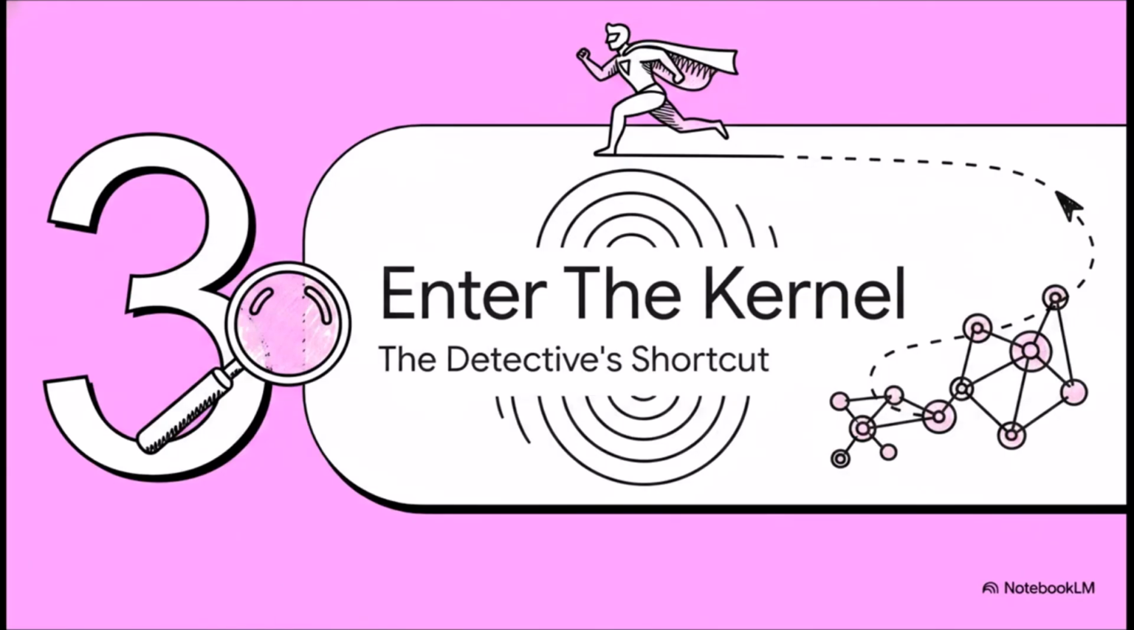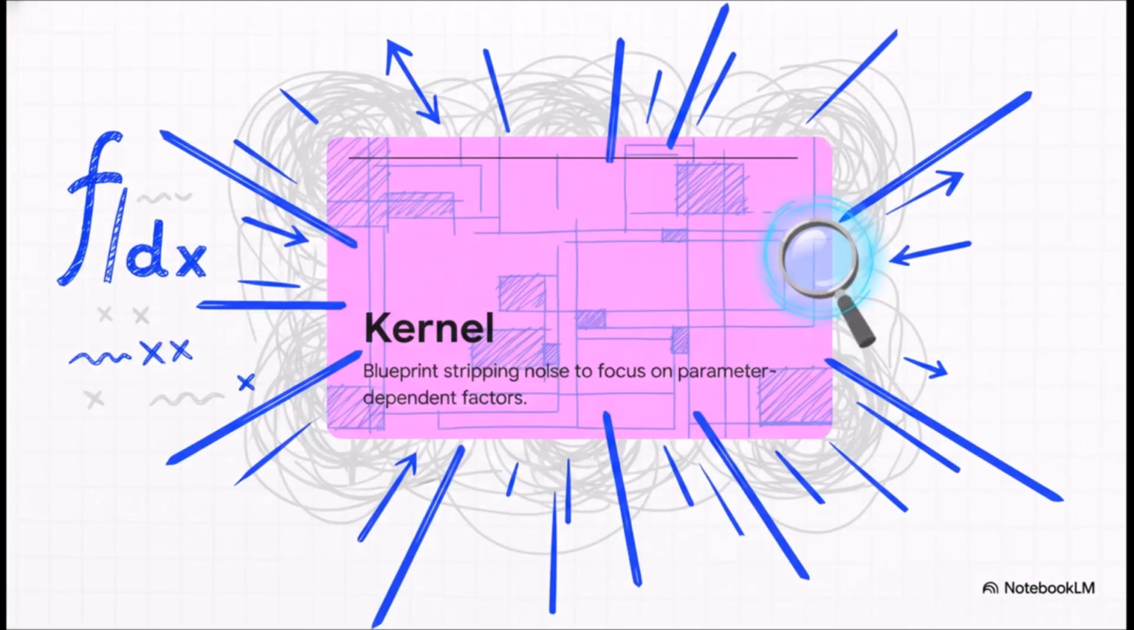So, we clearly need a shortcut, which brings us to Section 3. Enter the kernel, the detective shortcut. This is the true hero of Derbazi's paper. The crucial point is understanding what a kernel actually does in this statistical context. A kernel is essentially a stripped-down mathematical blueprint. It completely strips away all that centering noise, those annoying normalizing constants we just talked about, and focuses exclusively on the parameter-dependent factors. Let's get rigorous for a second.